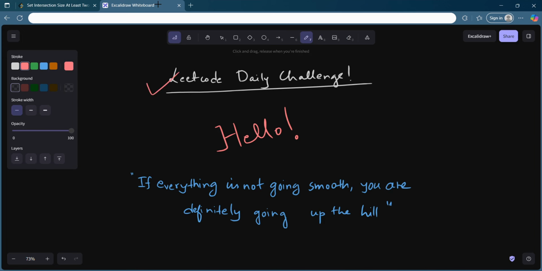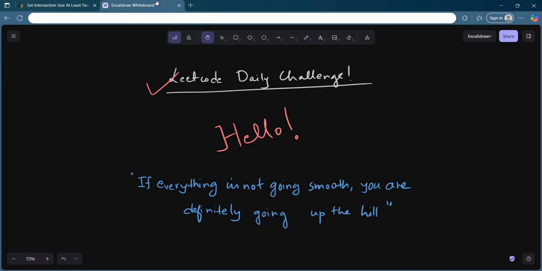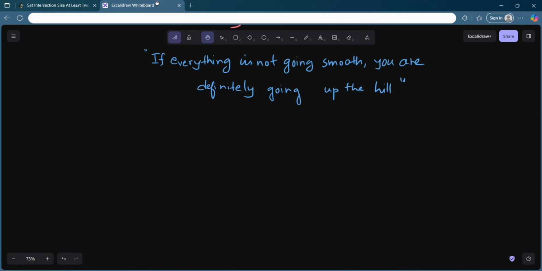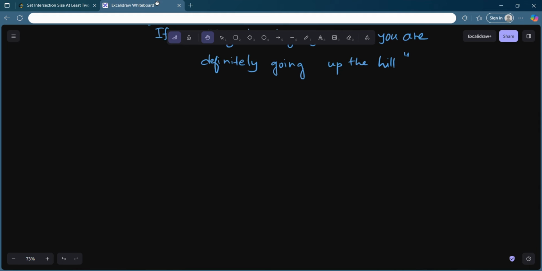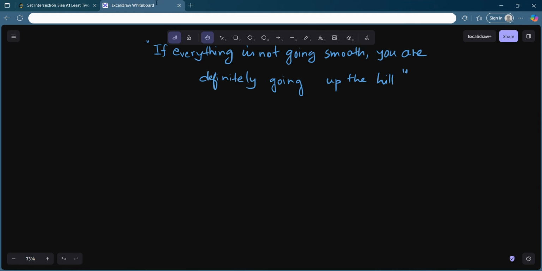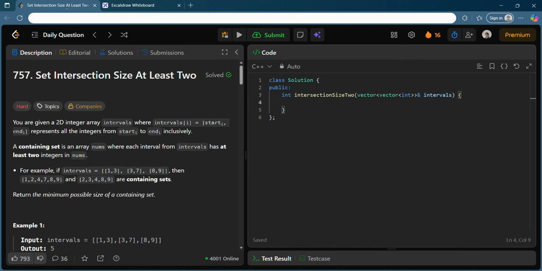So let's see today's daily challenge on Leetcode and we will try to solve it together. So last 3 days there were 3 easy problems. I hope you were able to do it. So yeah, I'm planning to post only medium and hard problems because anyways easy problems you should be able to do those. Okay. So let's see the set intersection size of at least 2.